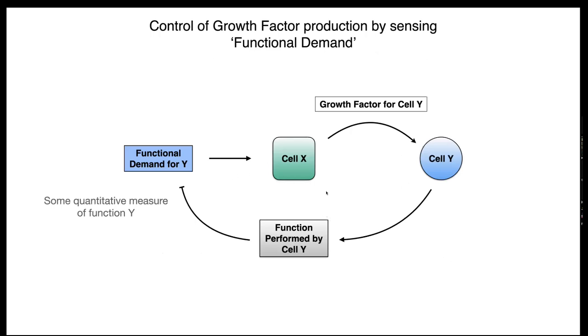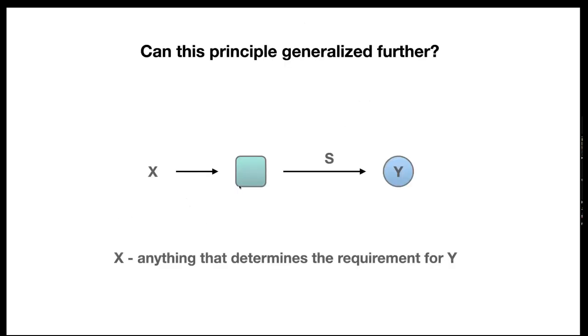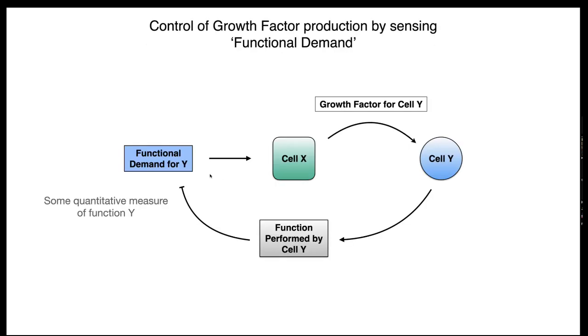And then the way that it operates is what I call functional demand. So in this case, the underlying logic is that if X is detected, that means there is a demand for the function of the cell Y that can take care of X. So this is a sensing of functional demand by cell X. So it sends demand for function of cell Y, produces growth factor, cell Y expands, performs the function, functional demand is eliminated, and it goes back to steady state.